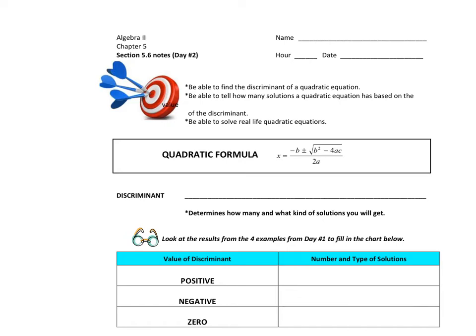All right, today we're going to cover section 5.6, day 2. We go a little more in depth with the quadratic formula.